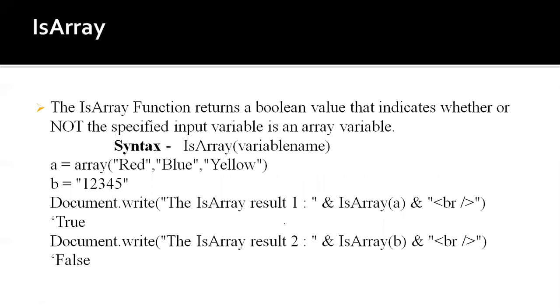The next function is the is array function, which is used to check whether a variable is an array variable or not. This is the syntax: is array variable name. It will return either true or false.